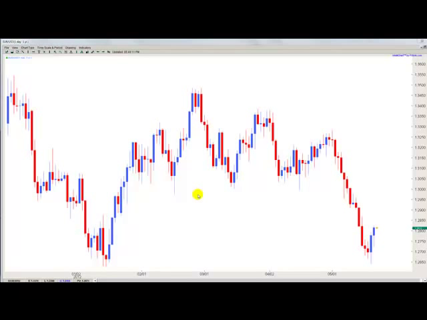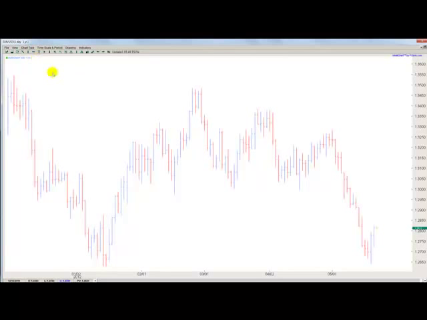Candle charts really became more popular in America back in the 1990s. They were around before that, but they weren't widespread at all. And before that, pretty much all you had was bar charts. And let's take a look at a bar chart.